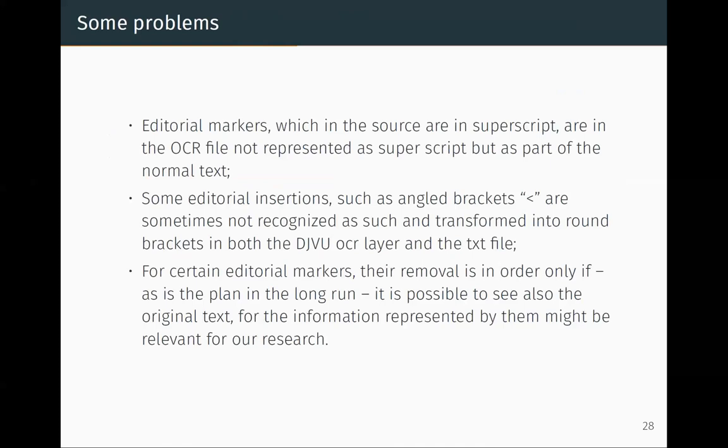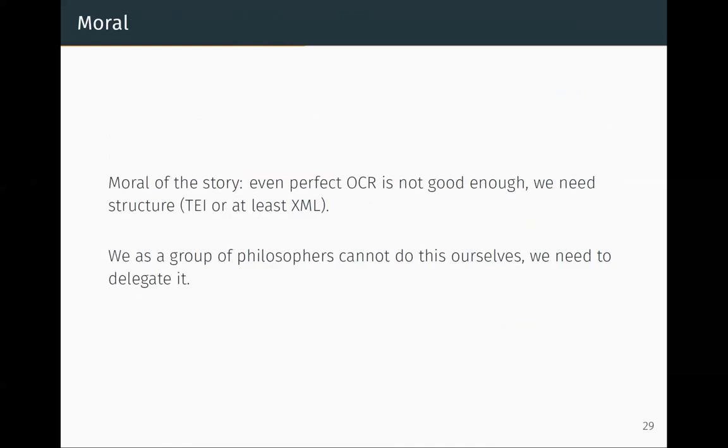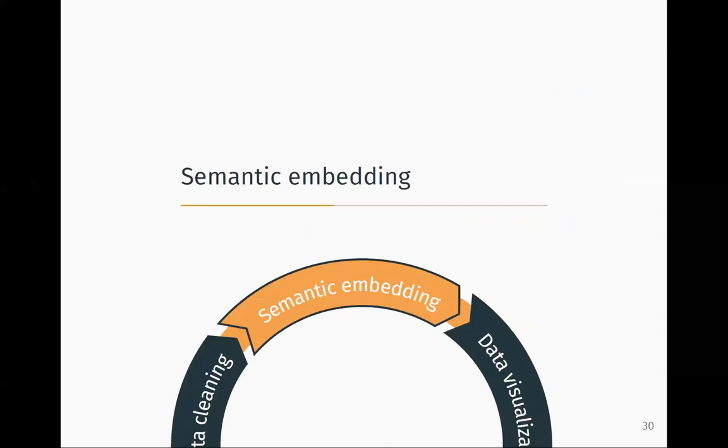So actually, the removal of the editorial markers is only in order if we are also able to go back to the source file. So from the computational tool that we have, go back to the source file immediately to see whether something was indeed part of the original text, yes or no. So the moral of the story is that for us, even perfect OCR is not good enough. We really need some structure. And we, of course, as a group of philosophers, cannot do that ourselves. So we need other people to do that for us. And now, Shengwei, we will go on again.